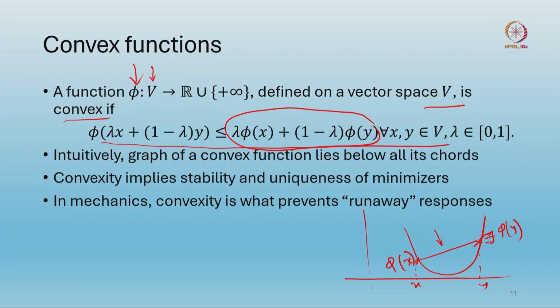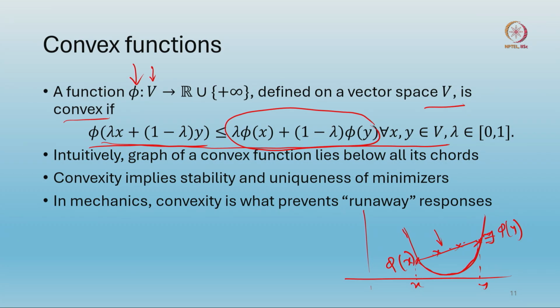So you see that I have actually joined these 2 points phi x and phi y using a chord, and the equation of that chord is lambda phi x plus 1 minus lambda phi y. Lambda is between 0 and 1. If it is 0, then it will be phi y only. If it is 1, then it will be phi x. In between, it will be lying at points in between. So those set of points which are on this line have to be above the points on this graph of phi, which is on the left hand side. So this is essentially the definition of a convex function.